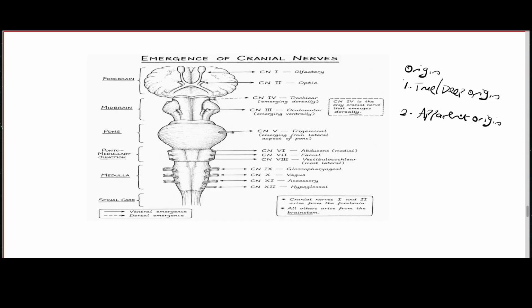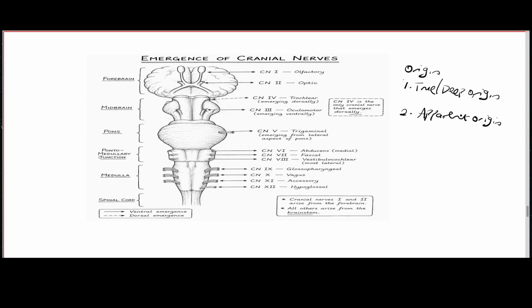So motor nerve fibers will arise from motor nuclei in the brain, while sensory nerve fibers will have their cell bodies in sensory ganglia outside the brain. Remember we said that a ganglia is a collection of cell bodies outside the central nervous system, right? So these sensory fibers will have their cell bodies in sensory ganglia outside the brain. This will be their true origin.